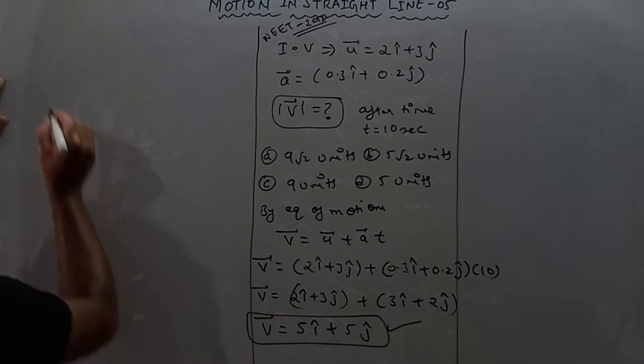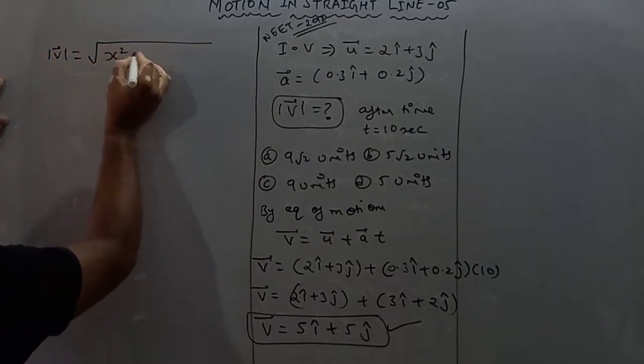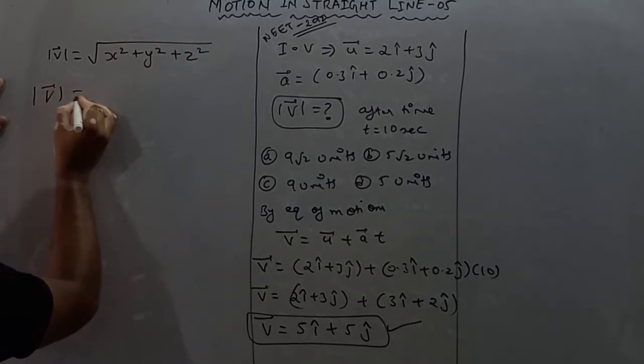Now they are saying magnitude of velocity. So we know that the formula for finding the magnitude of any vector is the square root of x square plus y square plus z square.